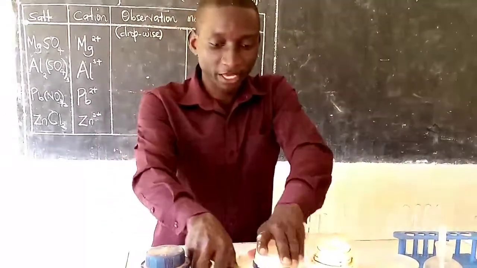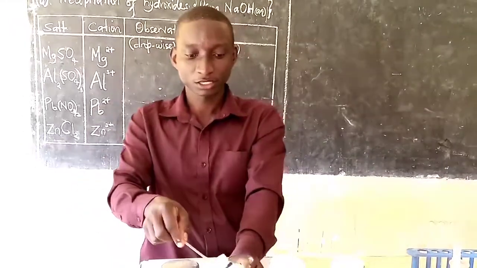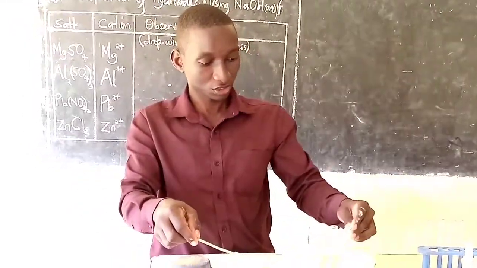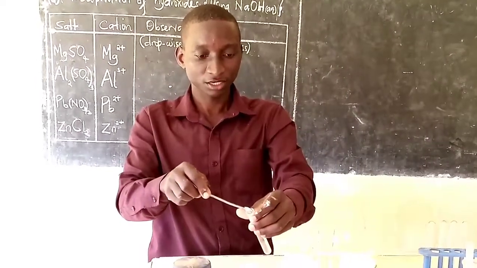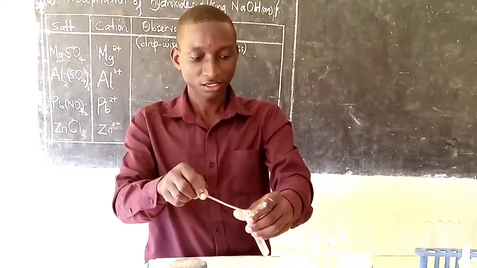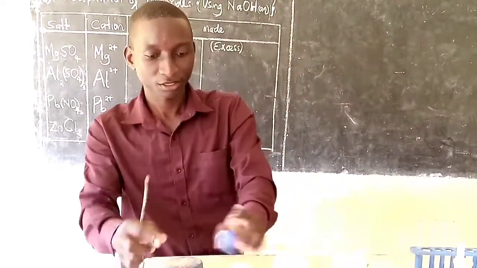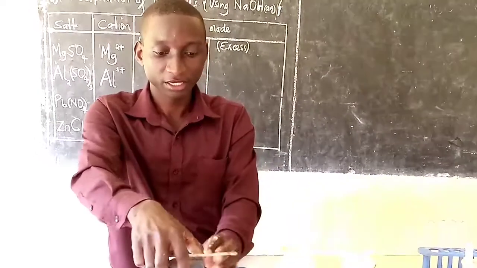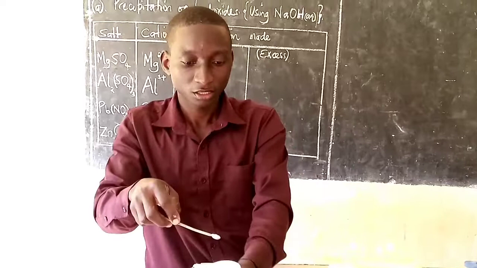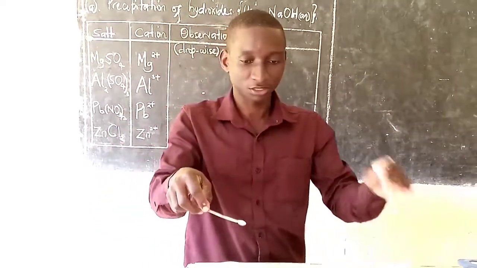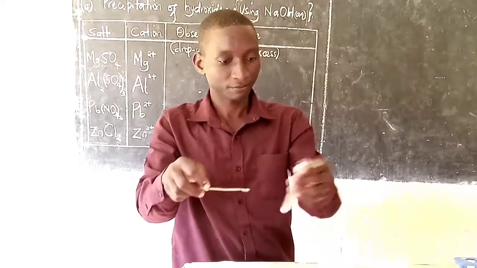Then also we pick something from lead. We pick our lead salt. The lead salt is this from our label. So we shall have lead in that. And lastly, we pick the zinc salt. We pick the zinc salt. Pick a small amount and put it in our test tube there.